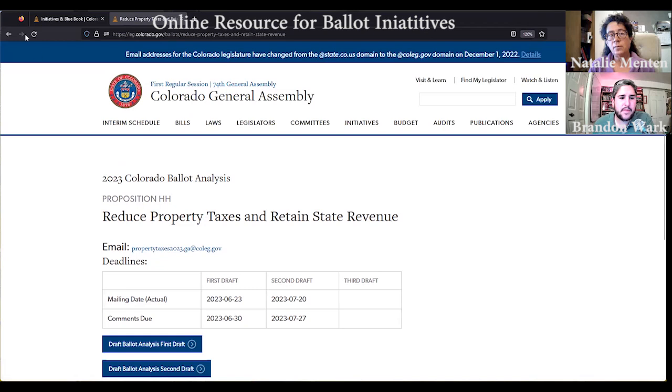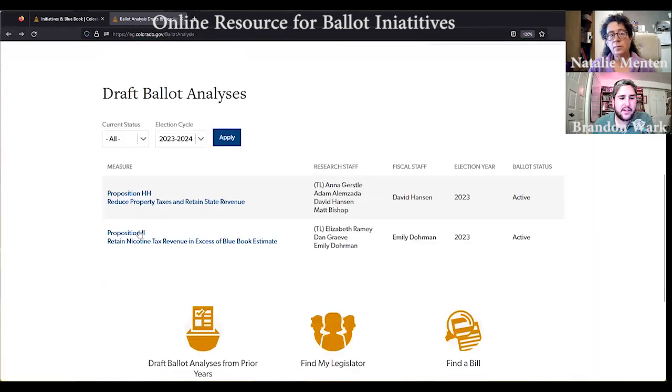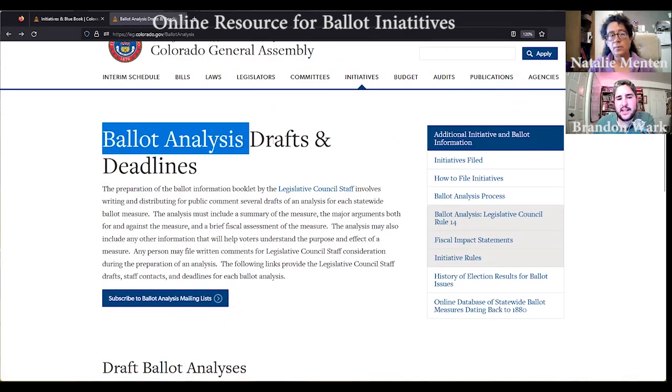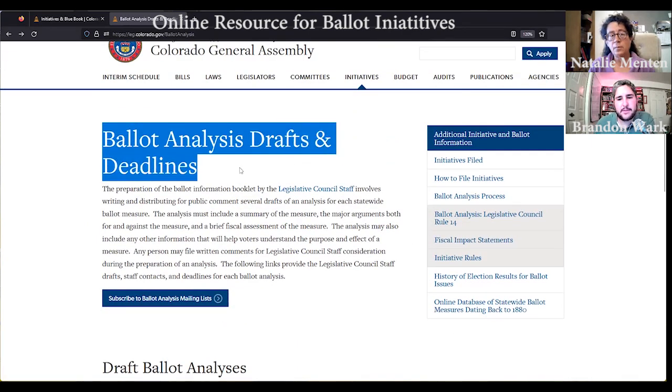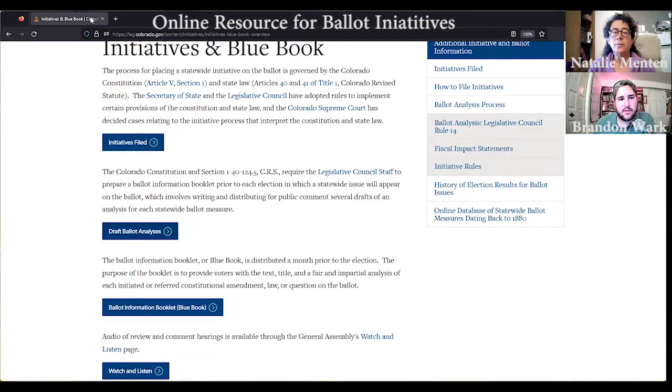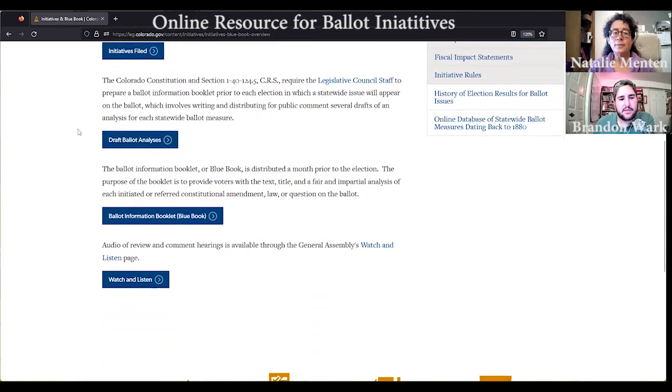So let's go ahead and back out of that here. Proposition II, of course, as well, is going to be very similar information. So that's on that ballot analysis drafts and deadlines. Go ahead and close that back out here.